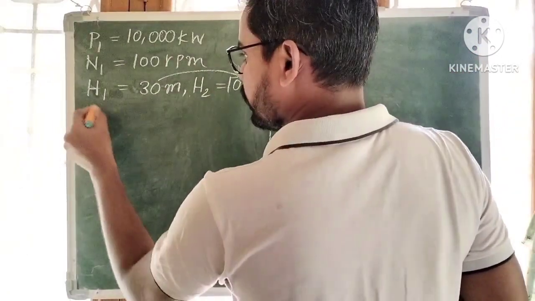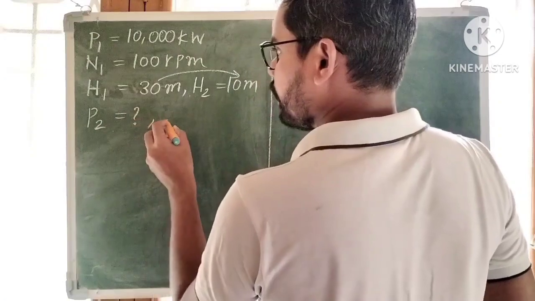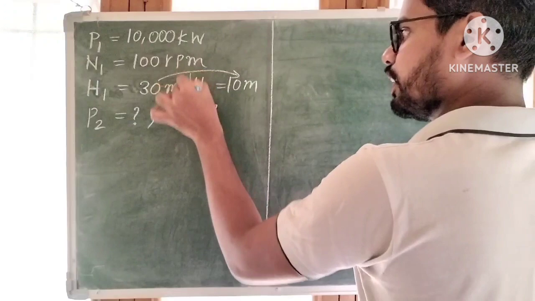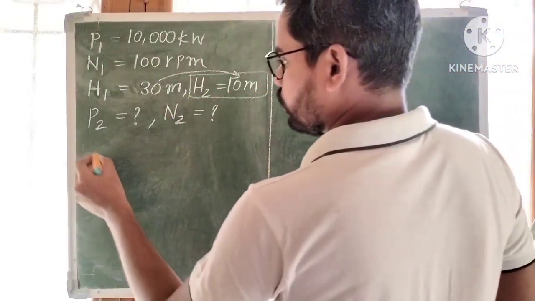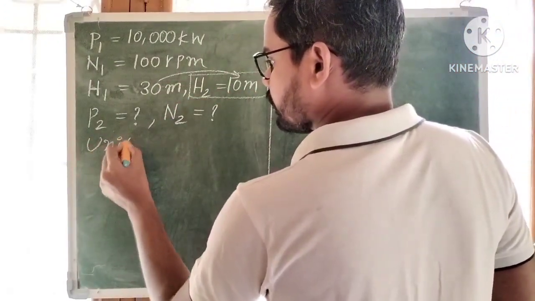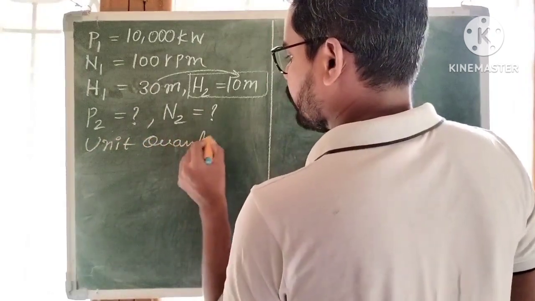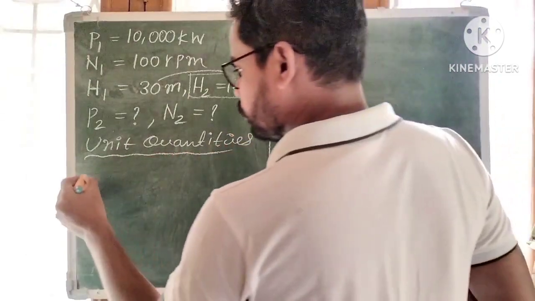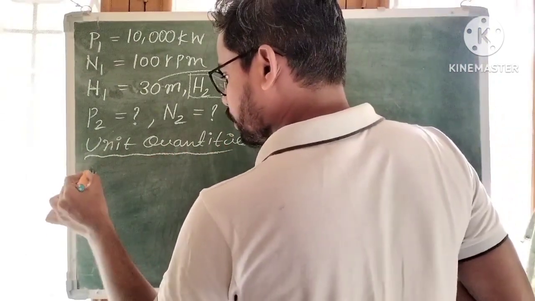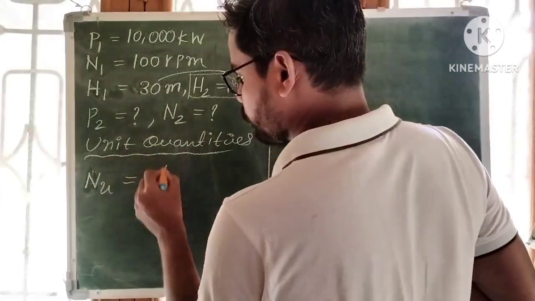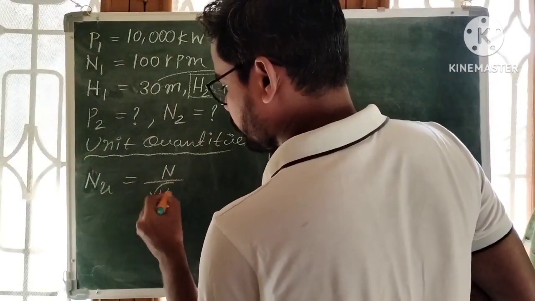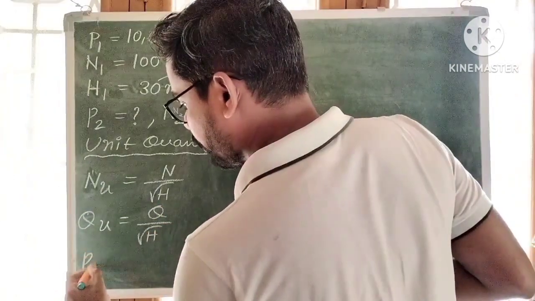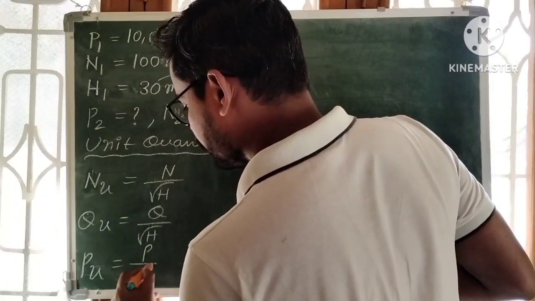Now we need to find the power developed by the turbine and the speed of the turbine when the turbine is working under a head of 10 meters. So apply the unit quantities concept. It is a simple concept. According to unit quantities, unit speed is equal to N by root H, unit discharge is equal to Q by root H, and unit power is equal to P by H power 3 by 2.